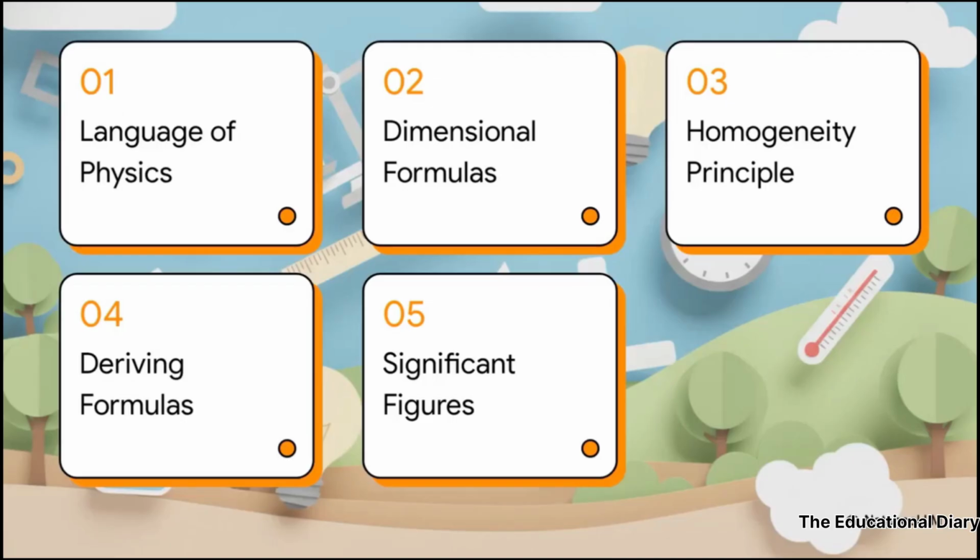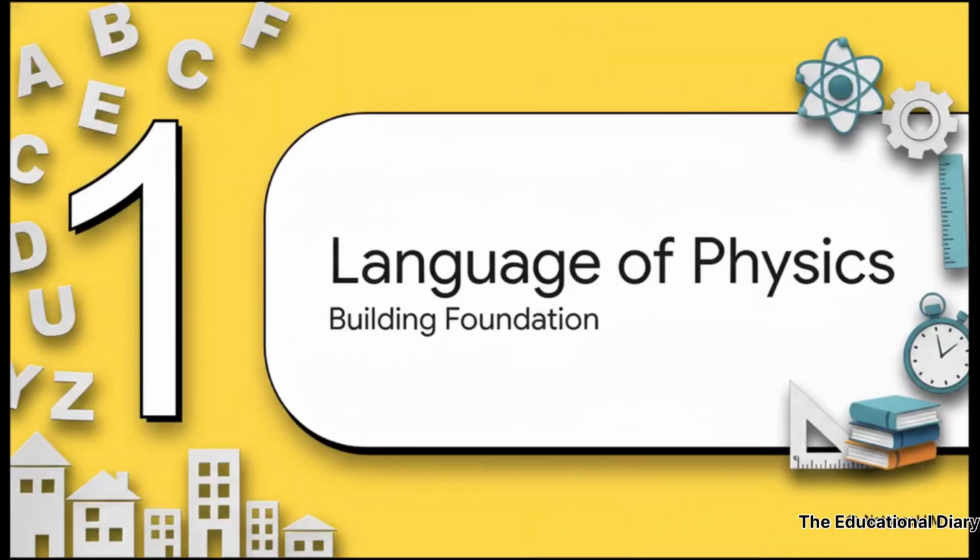Now, I know this topic can seem huge, but don't worry, we've got a roadmap. We're going to conquer this in 5 totally logical, manageable steps. First, the language of physics. Second, decoding dimensional formulas. Third, the principle of homogeneity. Fourth, actually deriving physics formulas. And finally, mastering significant figures. Okay, let's dive into this.